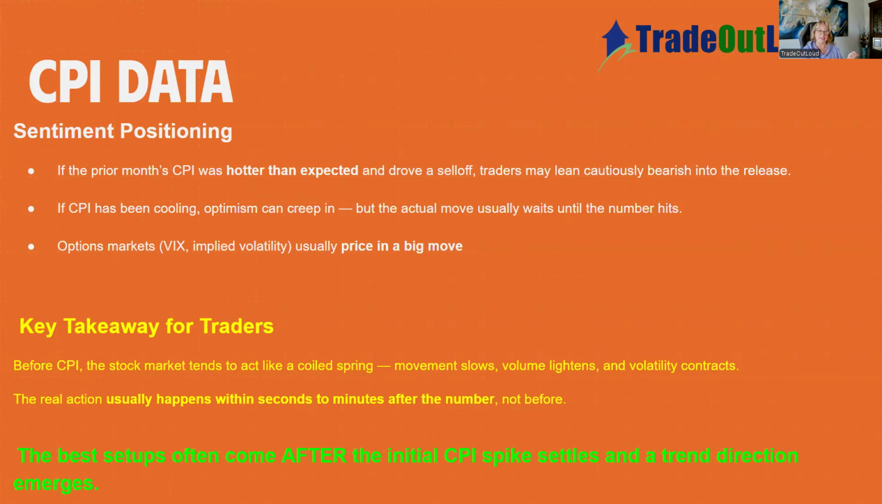So key takeaway from this, right? Before CPI data, the stock market, along with the futures market, will be reacting as a coiled spring. Movement slows down, volume lightens because nobody wants to trade the unanticipated numbers, right? And you're getting a volatility contraction. So the real action usually happens after the numbers are out. And you saw that impact right at 8:30 when the numbers were out, in the first second, 10 seconds, 50 seconds. That is when the volatile move happens.